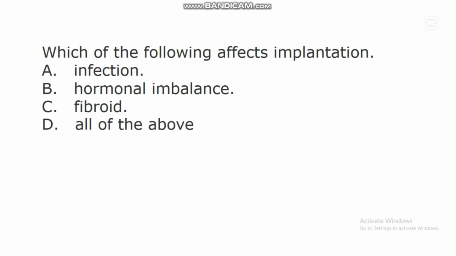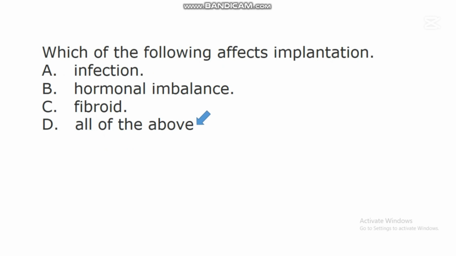The next question says, which of the following affects implantation? A. Infection. B. Hormonal imbalance. C. Fibroid. D. All of the above. In this question, the correct answer is D. All of the above. There are many factors that affect implantation. One of these factors is infection. When there is infection in the uterus, it can affect implantation seriously.